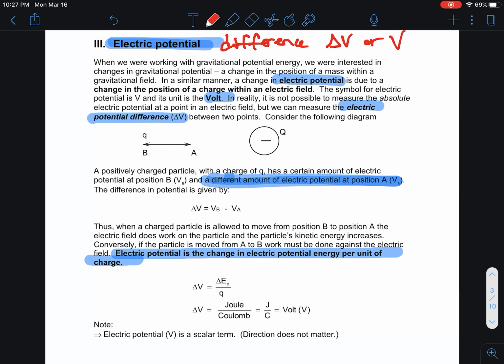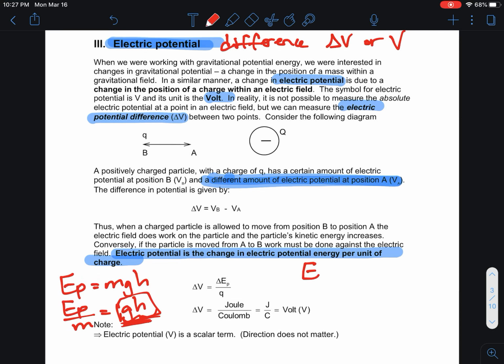And we described it the same way with gravitational. We said that gravitational potential energy is mgh, and the potential is the amount of potential energy per unit of mass, and that would be specifically height dependent or position dependent. This is the amount of gravitational potential something has. That would be gh.